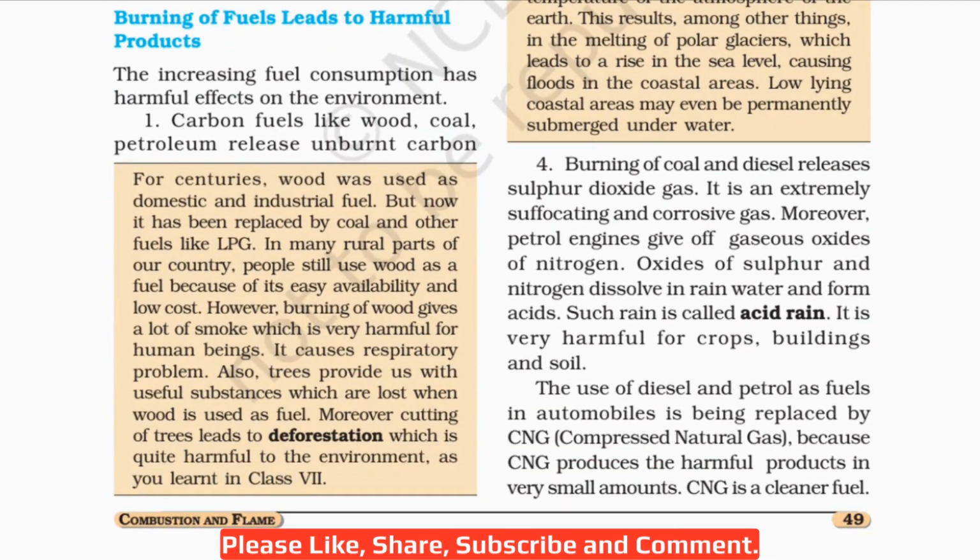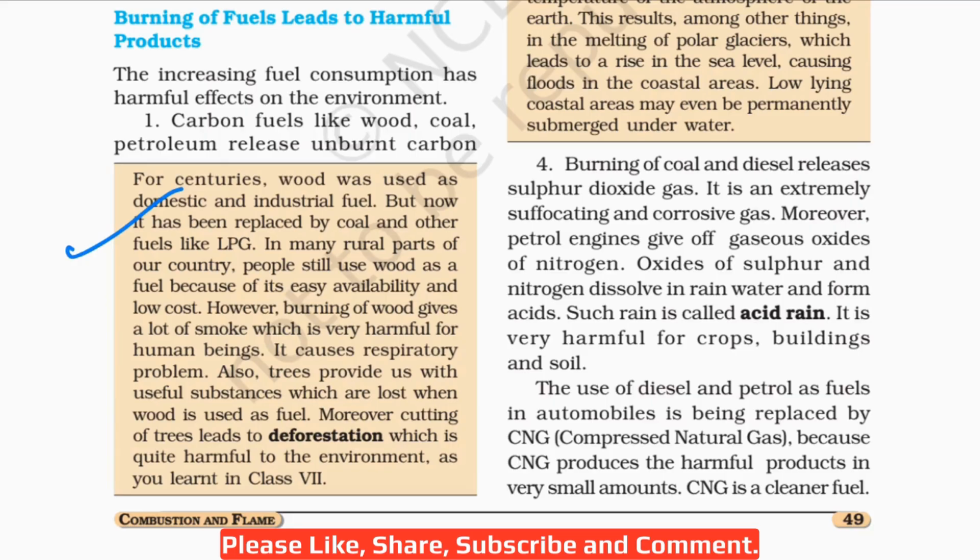So for centuries, wood was used as a fuel for domestic and industrial purposes. But now it has been replaced by coal and other fuels like LPG. In many rural parts of our country, people still use wood as a fuel because of its easy availability and low cost. However, burning of wood gives a lot of smoke, which is very harmful for human beings. That is why it is bad. It has been replaced nowadays.